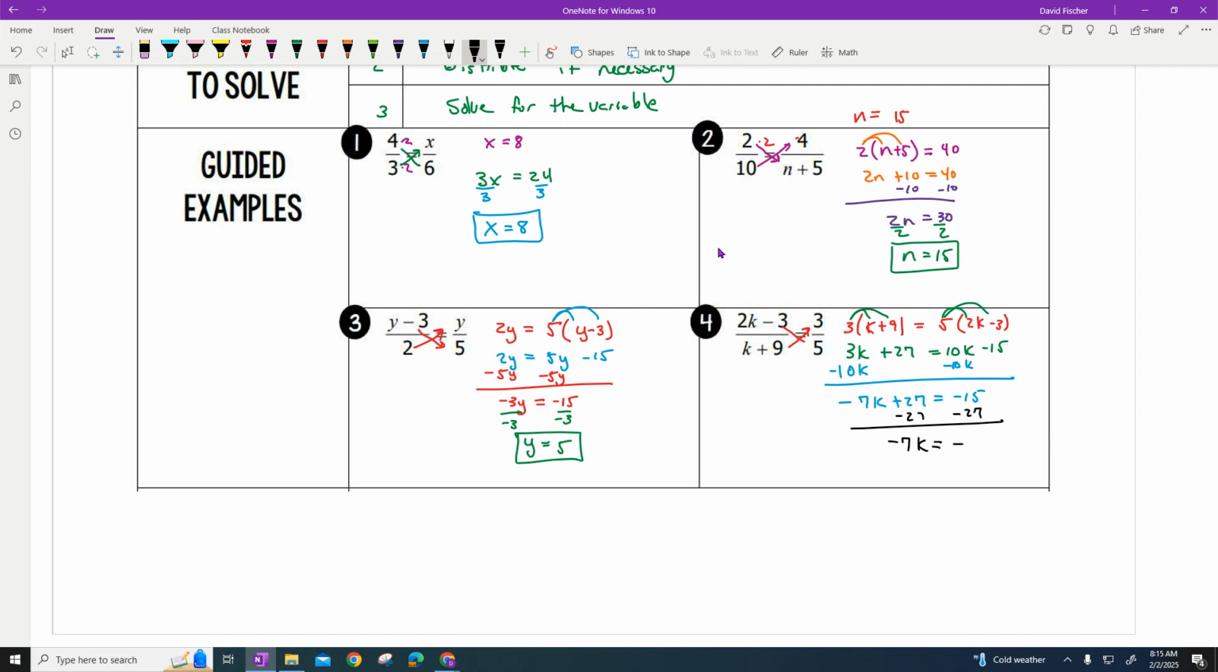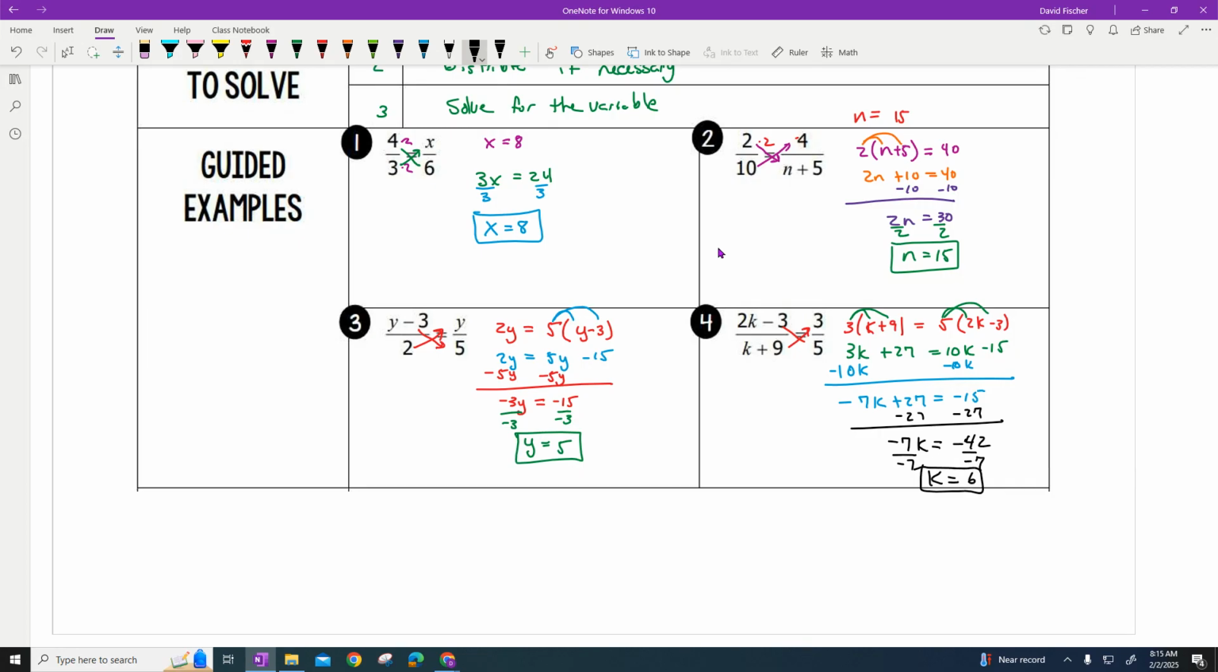Calculator not working here. I got a minus 42. And my last step is divide by a negative 7. So k equals positive 6, because negative divided by negative is a positive.